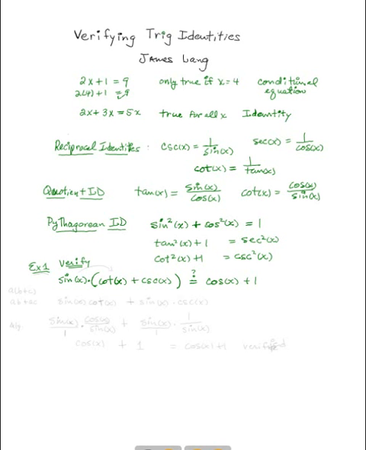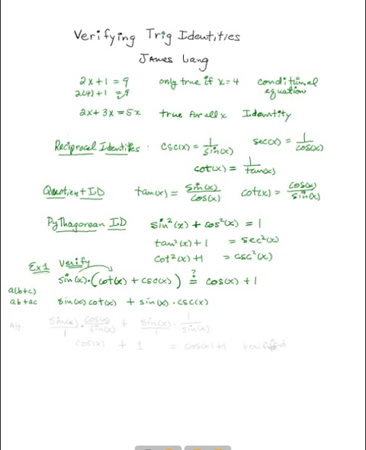So if you think about the distributive rule, it says if you have A times B plus C, that's the same as multiplying A times B and then adding A times C. So we're going to do exactly that with trig. So we'll have the sine of x multiplied by the cotangent of x plus the sine of x multiplied by the cosecant of x.